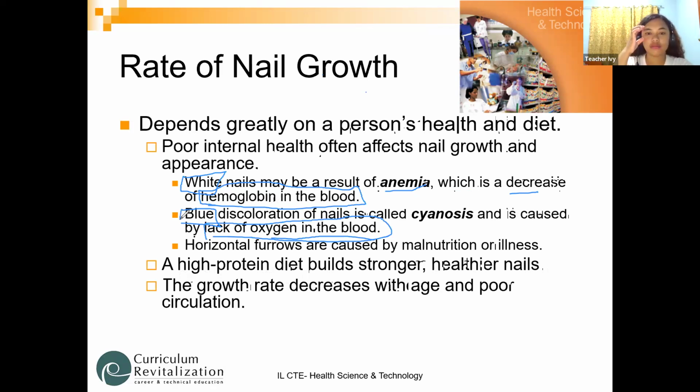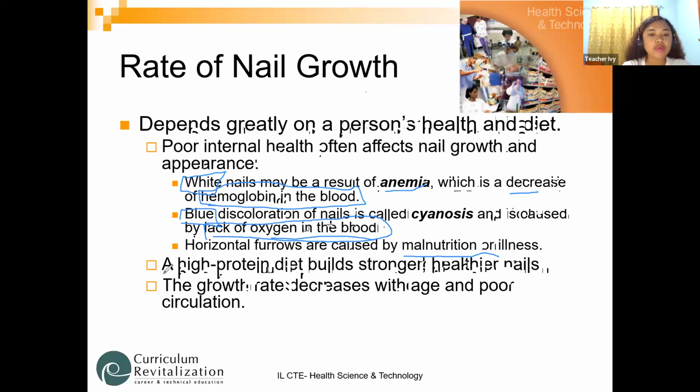Remember that one. Next, horizontal furrows are caused by malnutrition or illness. Say, for example, your nails tend to develop a horizontal furrow when they grow, then it signifies that you have malnutrition or illness. Okay, I'm going to show you a picture of this if I still have time or by next meeting because we still have 7 minutes.